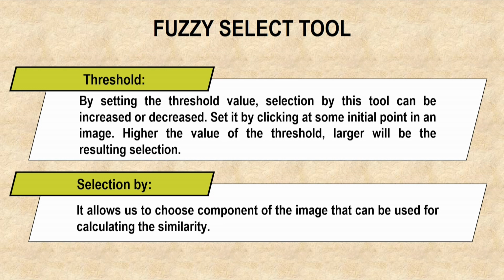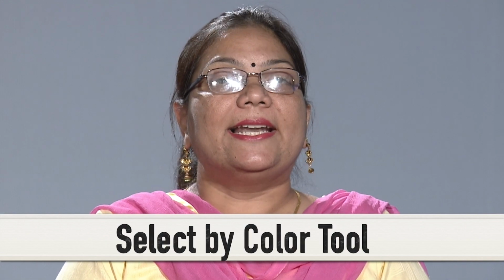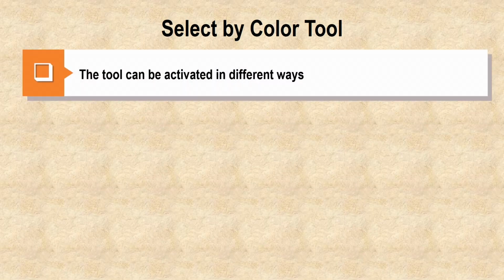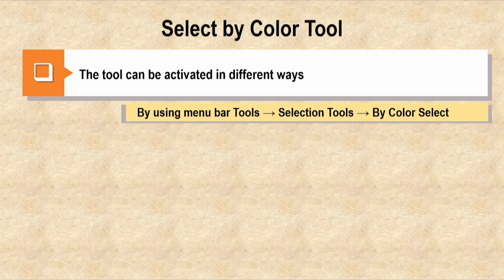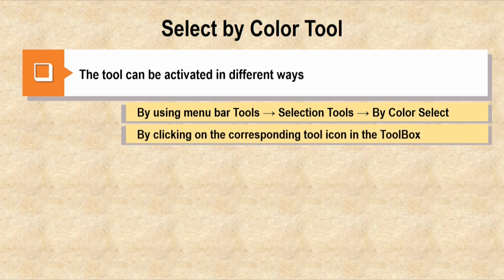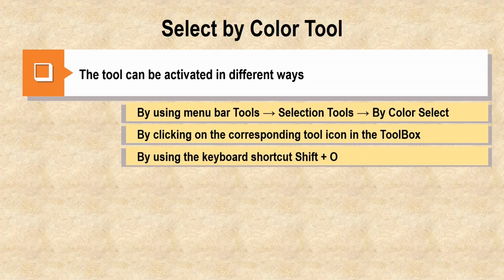Then is the second tool for selection, select by color tool. This tool can be activated in different ways in GIMP software. First of all, by using the menu bar. All the selection options are available in tools menu, and then we need to click on selection tools, and then we can opt for by color select. By clicking on the corresponding tool icon in the toolbox also, we can go for select by color tool, and we can also make use of the shortcut key, that is Shift plus O.